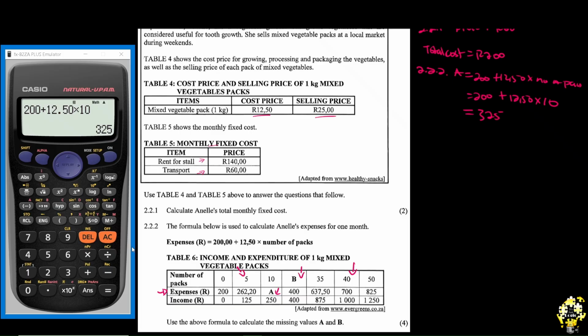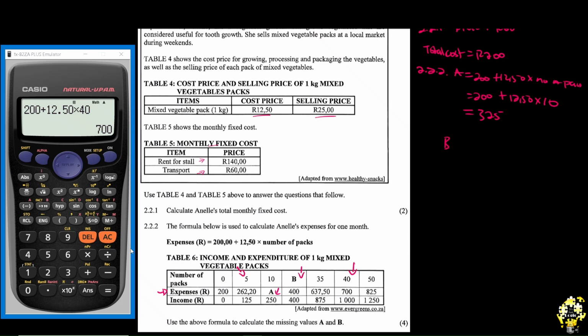But is this true? Let's use 40 packs to also prove the 200. When you multiply 12.50 by 40 and add the 200, what do you get? 700. Therefore, we know. See what I mean? You live knowing that it is indeed as I have done it, so you know that the answer is correct. Now let's continue with B.